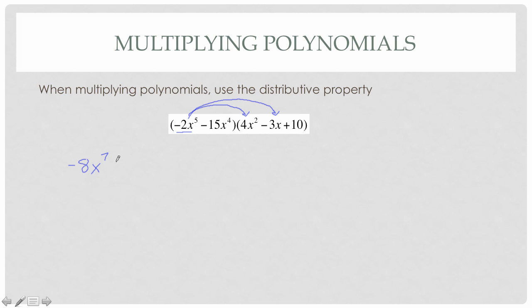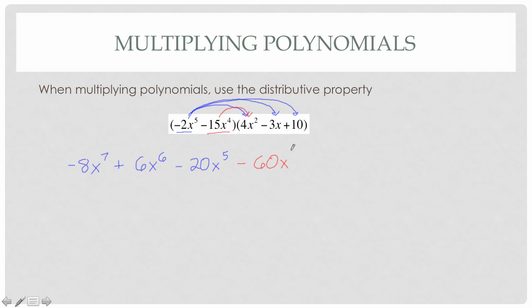Negative 2 times negative 3 is positive 6. And x to the 5th times 1x gives me x to the 6th. So for multiplying, again, we add the exponents on the same base. And finally, negative 2x to the 5th multiplies by the 10 to give me negative 20x to the 5th. All right, now I got to move on to the next term though. Now I got to deal with negative 15x to the 4th times everything. So negative 15x to the 4th times 4x squared is going to give me minus 60x to the 8th.